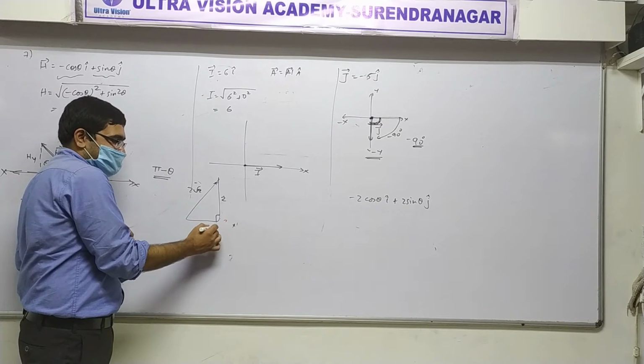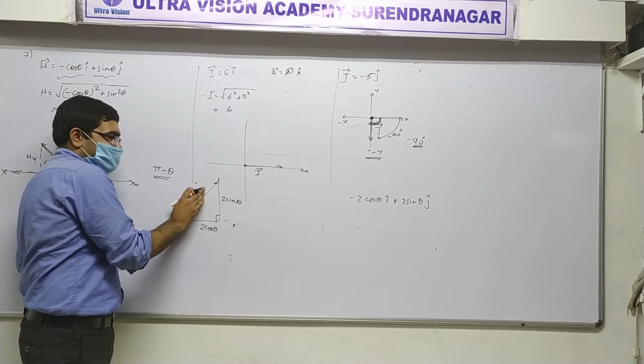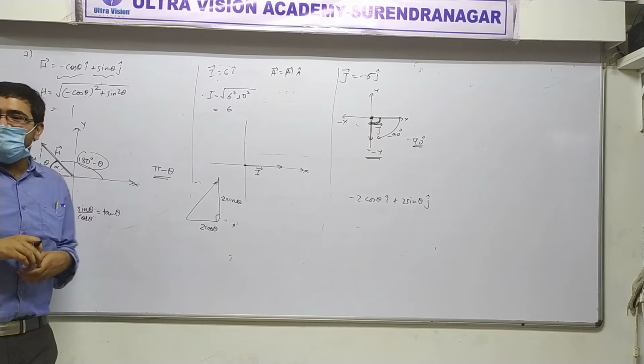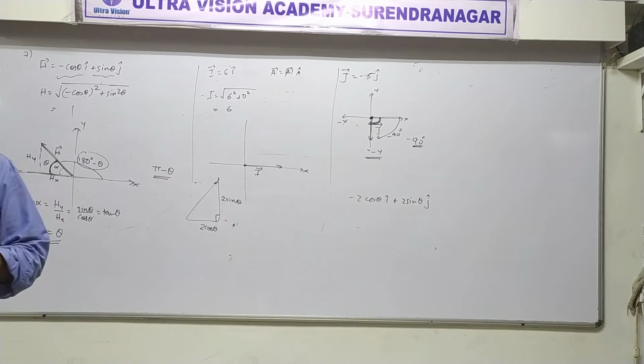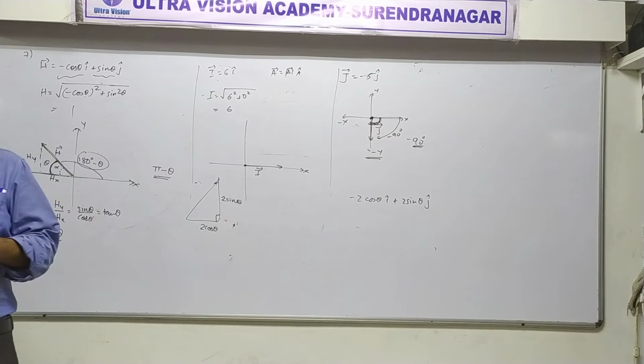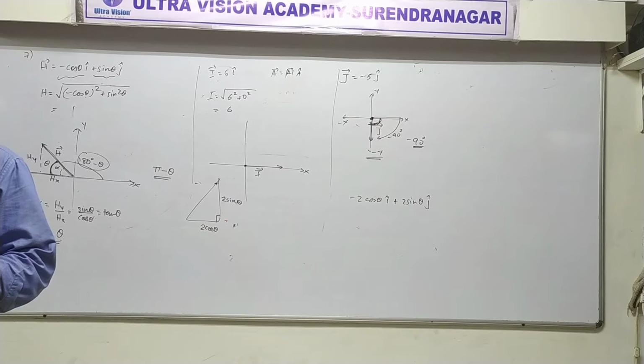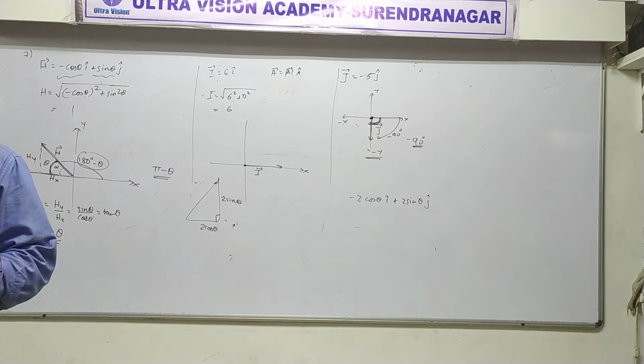But that's a slight mistake. This is not 2, this is 2 cos theta. And this is 2 sin theta. Now if you use Pythagoras theorem, you get the same answer. Alright? You can check it. 2 cos theta, 2 sin theta. Try it this way. Correct answer is 2. There is no doubt about it. Yes or no? Yes.